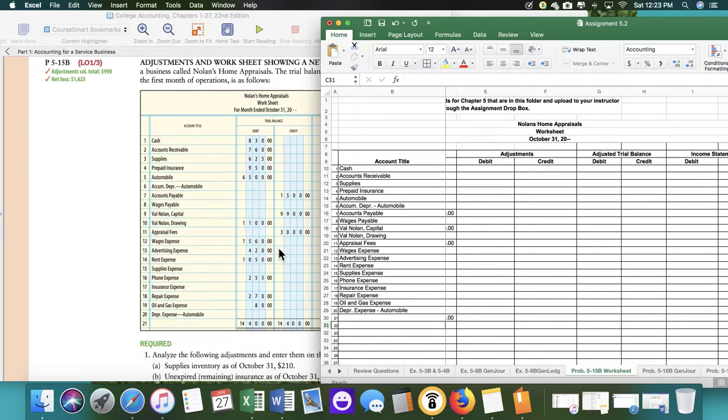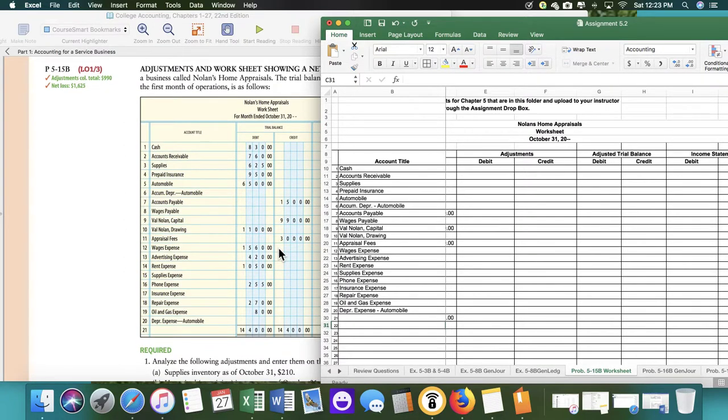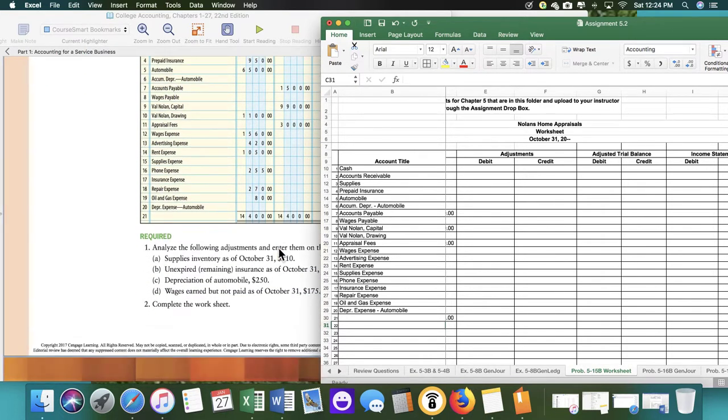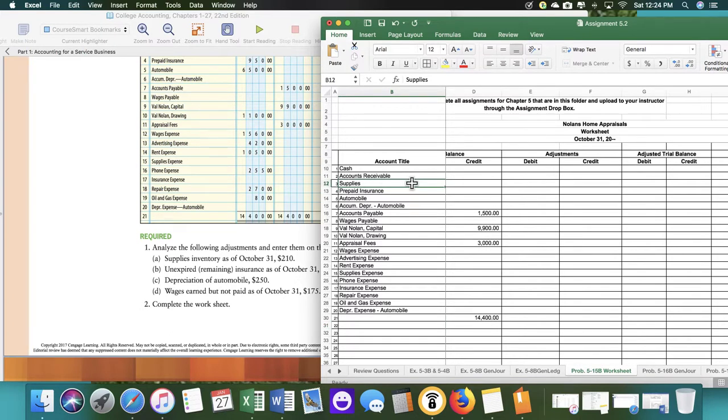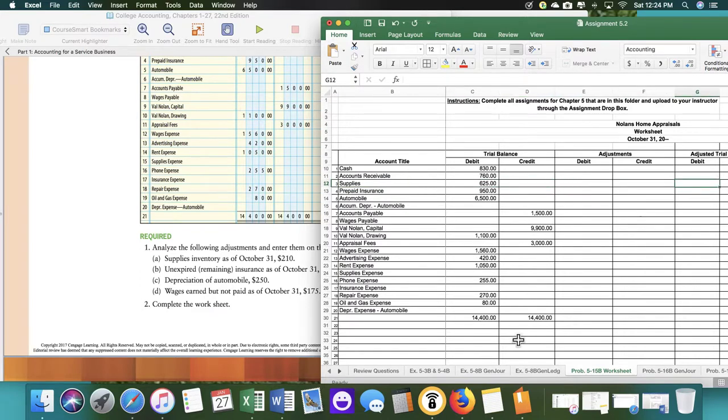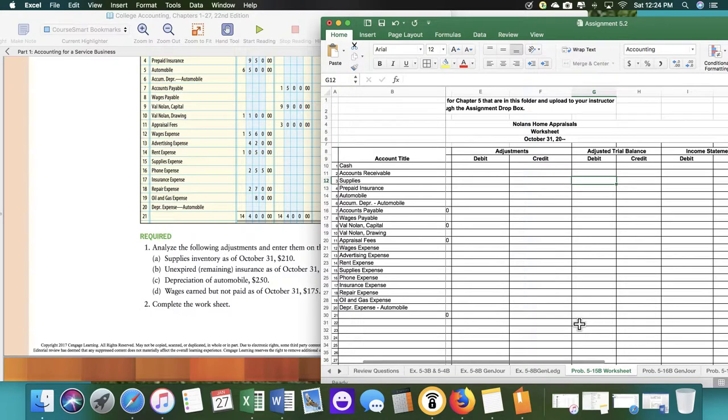Sometimes our textbook will give us the amount to be adjusted for. Other times it gives us the amount that is left at the end of the period in the account. It is our job to figure out what it's talking about. So here are the adjustments we have to do for this assignment. Supplies inventory as of October 31st. That's telling us the amount that belongs in the adjusted trial balance. So supplies at the end of October is $210. So that is going to go directly into the adjusted trial balance.